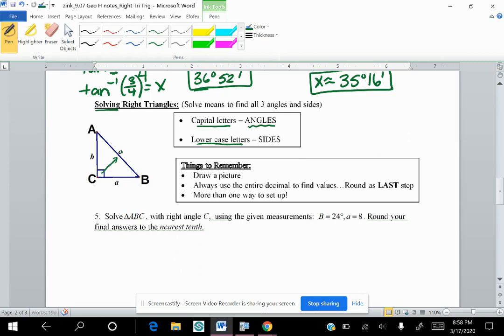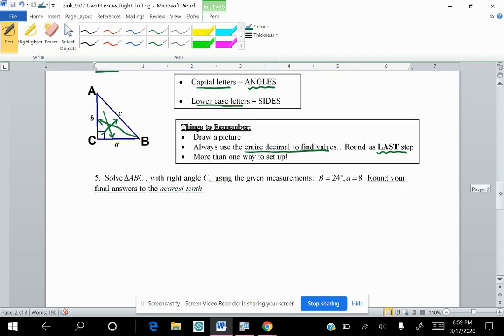So notice here, lowercase c is across from angle C. Lowercase b is across from angle B. And lowercase a is across from capital A. Always draw a picture. Always use the entire decimal to find the values, and round as your very, very last step if it says to round. That's the last thing you want to do. You do not want to use rounded values to find other answers. And there's going to be more than one way to set these up.